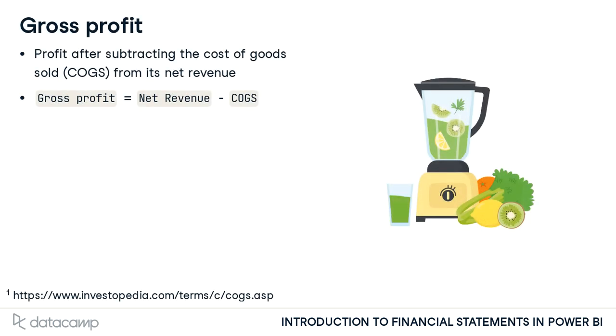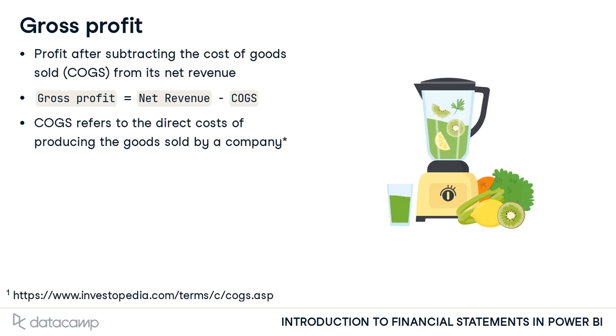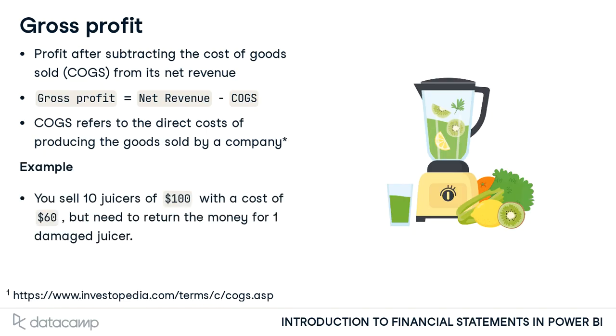Gross profit is the profit a company keeps after subtracting the cost of goods sold, or COGS, from its net revenue. The cost of goods sold includes the direct cost of producing the goods sold by a company, such as the material used to create the goods. Let's go back to our juicer example. The 10 juicers, of which we had to return money for one damaged juicer, had a cost of $600. Our gross profit is thus $900 minus $600, for a gross profit of $300.